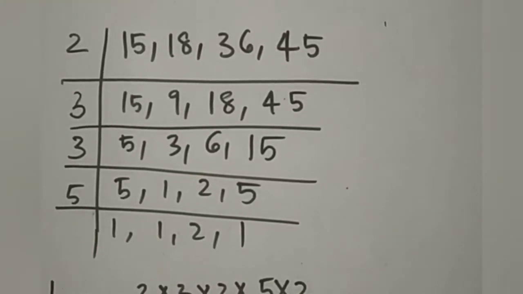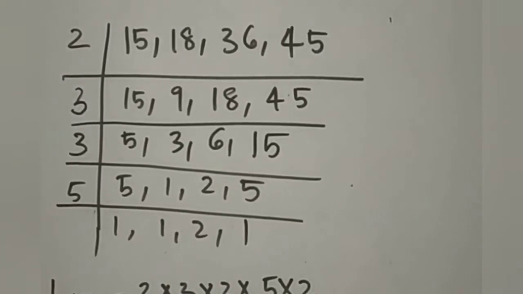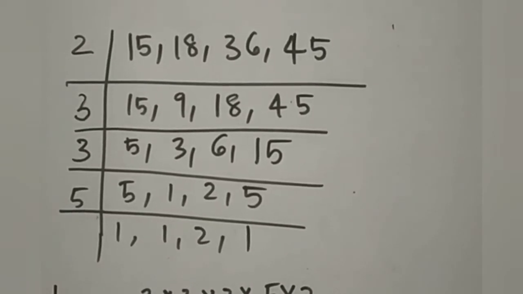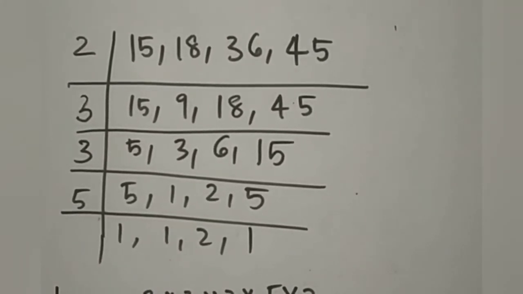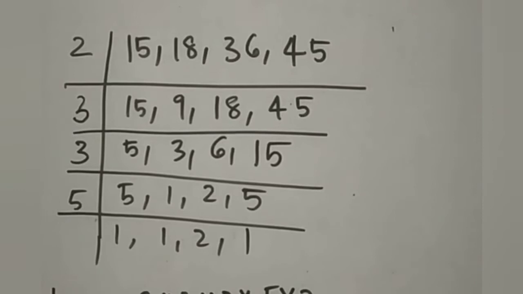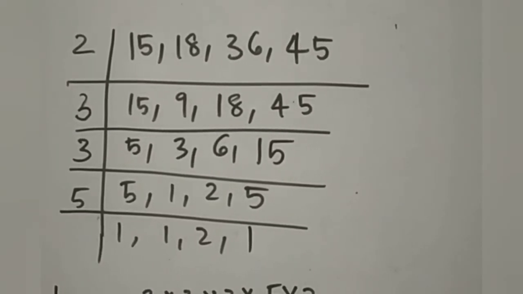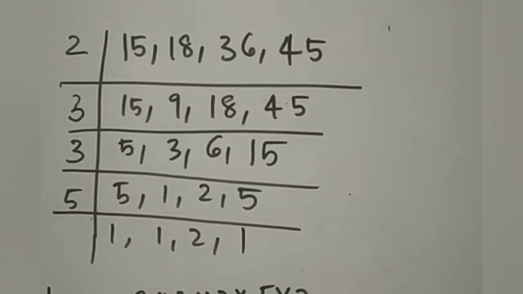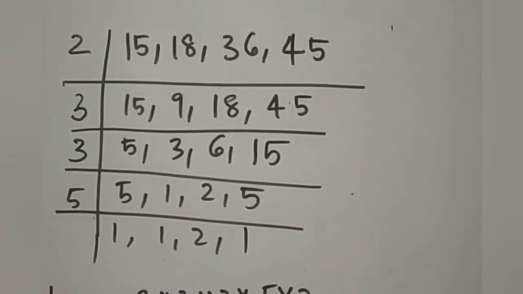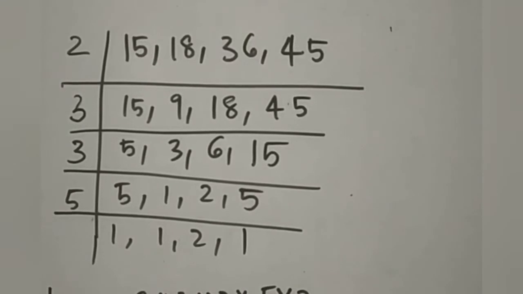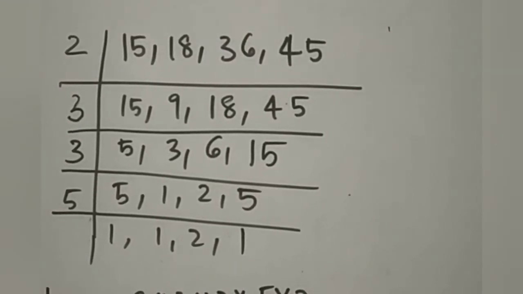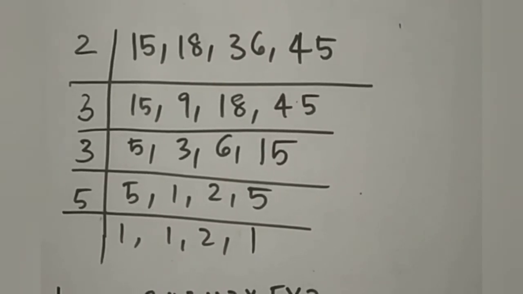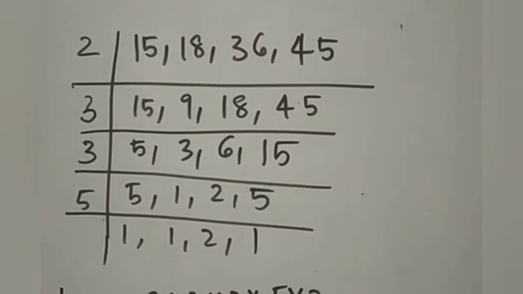And we know 15 is not exactly divisible by 2. That is, 2 is not a prime factor of 15. So in that case, we will bring down the number 15 as it is. Then 9 2s are 18 and 18 into 2 is 36, and 45 is not divisible by 2, so we will write 45 as it is. So we got the numbers 15, 9, 18 and 45.